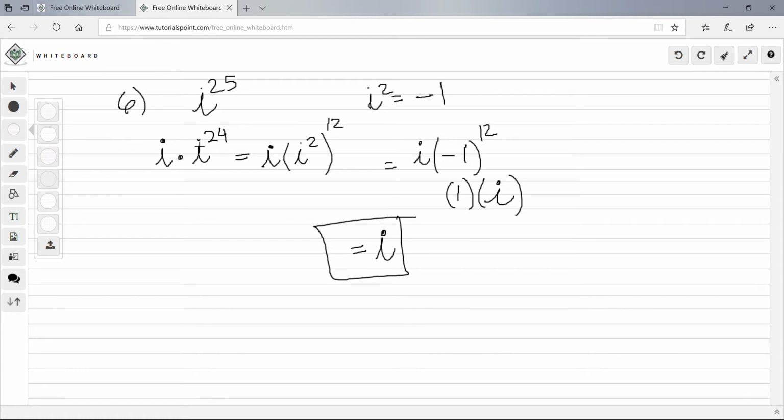So yeah, I just broke it up into things that I know of. I could rewrite it as i times i to the 24th, and then I can rewrite it as i squared to the 12th times i, and then we know that i squared is -1.